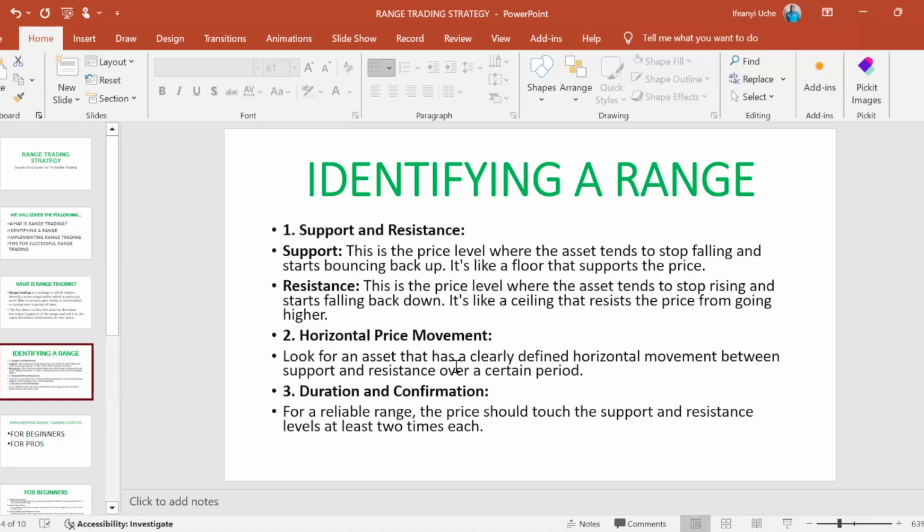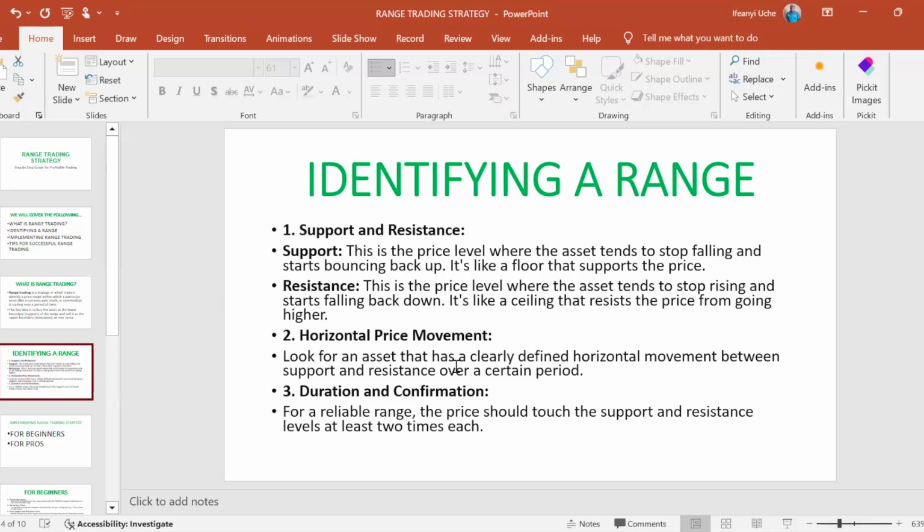So the same thing if you use a ball and bounce it on the floor, it bounces up, hits the top and comes down. So that becomes the support and resistance level. Okay, so support is the price where the asset tends to stop falling and start bouncing back up.